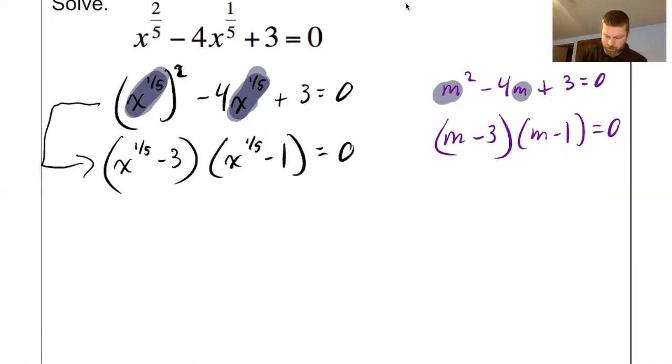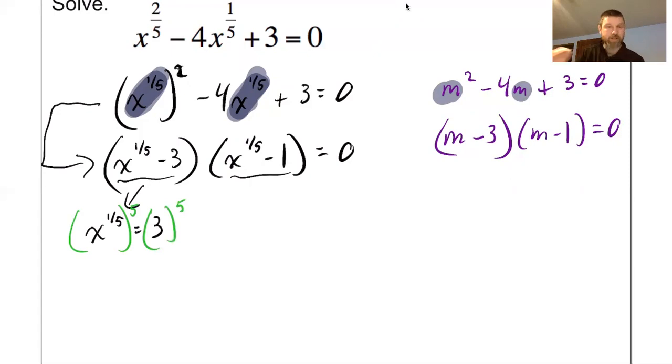I've got two things multiplied together to be 0, so one of them has to be equal to 0. It might be this one on the left, in which case x to the 1/5 would be equal to 3. How are you going to get rid of that 1/5 power? Well, take both sides to the 5th power. x to the 1/5 all to the 5th would be x to the 5/5, which is just x. And 3 to the 5th, that's 243.